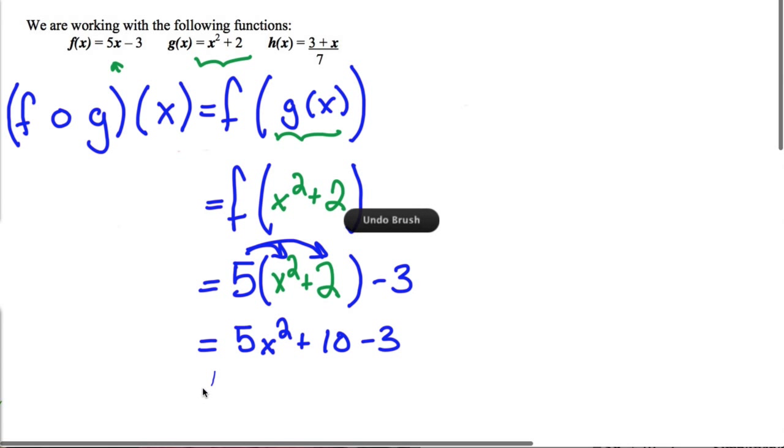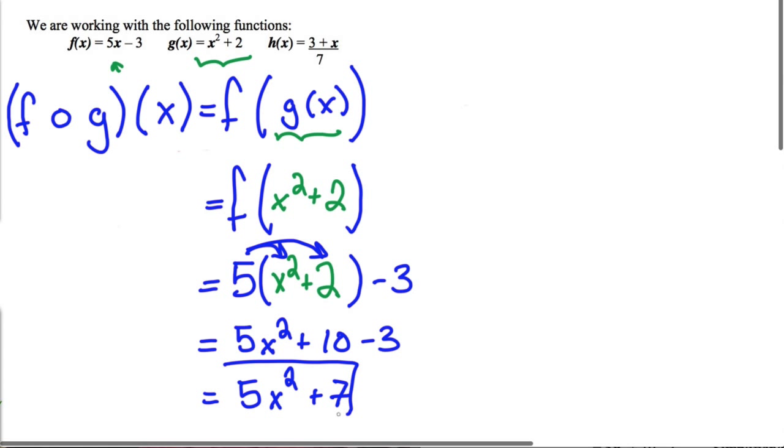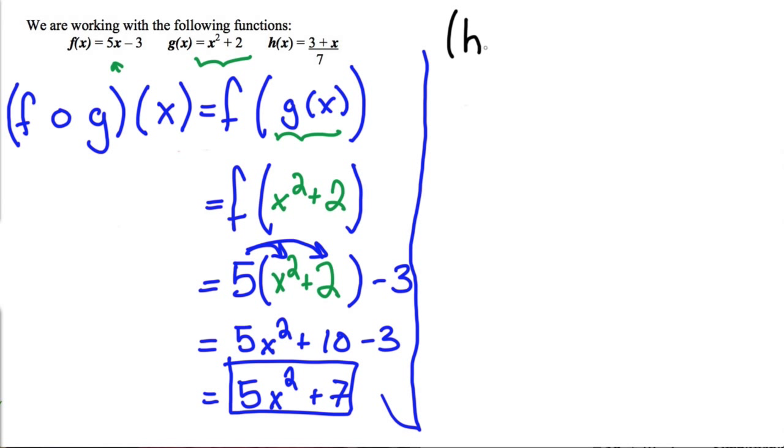And then this is equal to 5x squared. And then 10 minus 3, that's going to be positive 7. And that's my answer. Now the next one, we're going to do some more function composition. So now let's do it with a different color. Let's do black. Now we're going to do h of g of x.